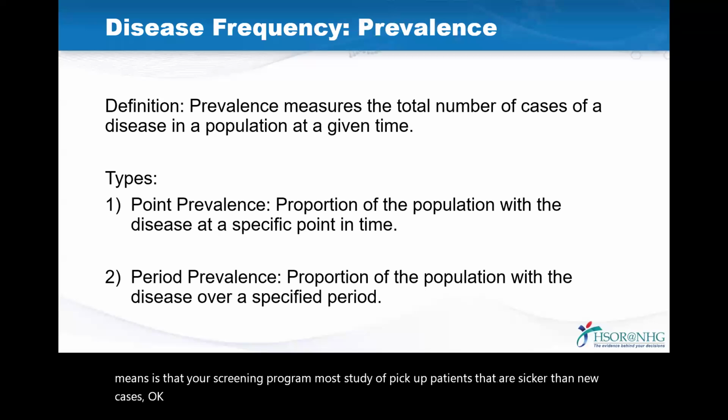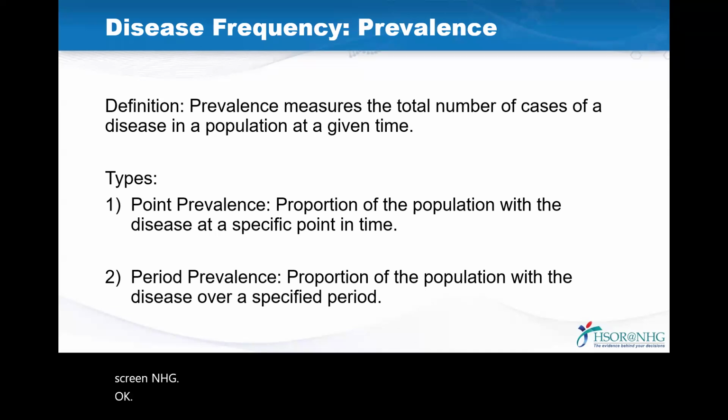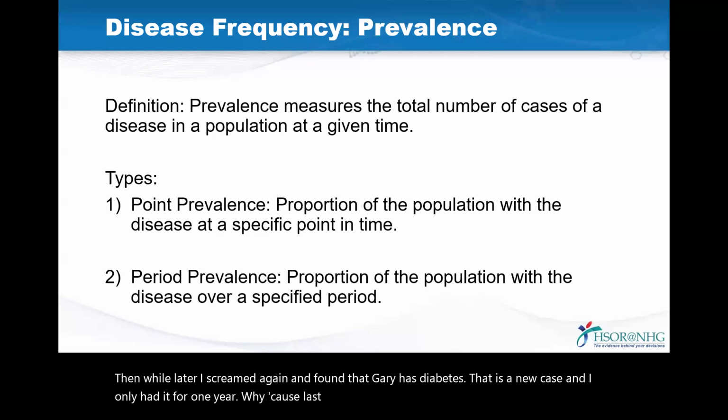New cases mean very simple. New cases means you screen every year. So this year I screen NHG. Then 1 year later, I screen again and find that Gary has diabetes. Oh, that is a new case. And he only had it for 1 year. Why? Because last year I screened, he didn't have diabetes. So this profile is very different from just a screening program, because a screening program just screens like that.